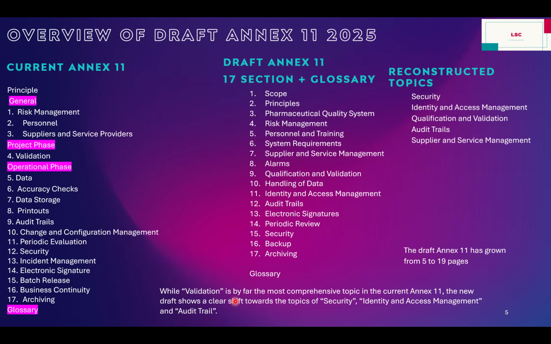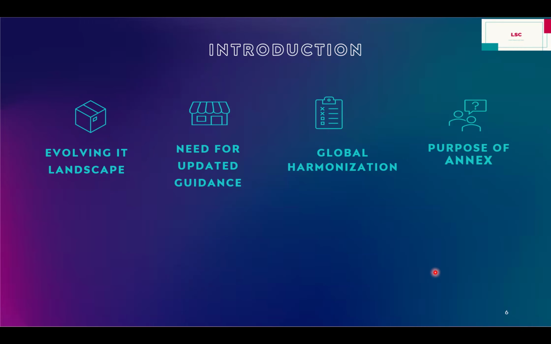While validation is by far the most comprehensive topic in the current Annex 11, the new draft shows a clear shift towards the topics of security, identity and access management, and audit trail. And we can easily see that the draft Annex 11 has grown from 5 to 11 pages now. This is the short introduction about this. And then, what is the introduction in the Annex 11 draft?